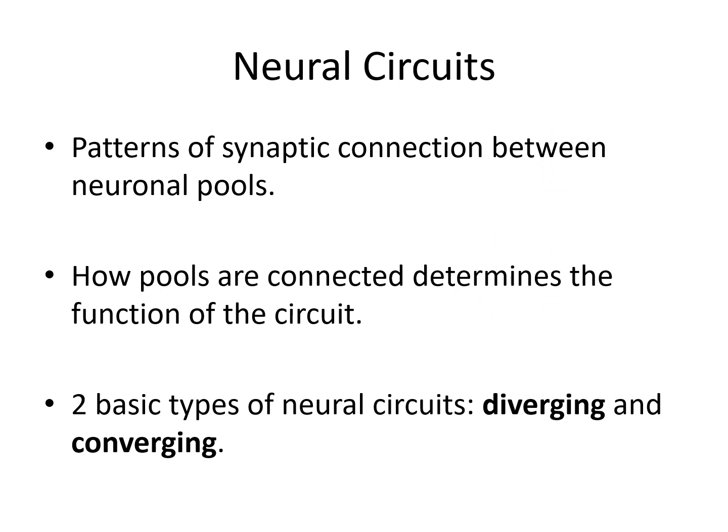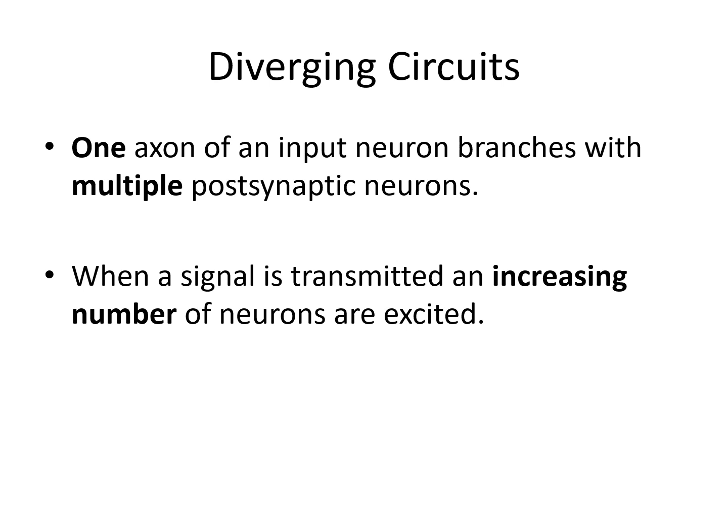Okay. So neuronal circuits are patterns of synaptic connections between neuronal pools. How pools are connected depends on the function of the circuit. There are two general types of neural circuits, though there are many modifications of these. These are diverging and converging neural circuits. In a diverging circuit, one axon of an input neuron branches to contact multiple postsynaptic neurons. Diverging means they're dividing into more contacts. When a signal is transmitted, an increasing number of neurons are excited.